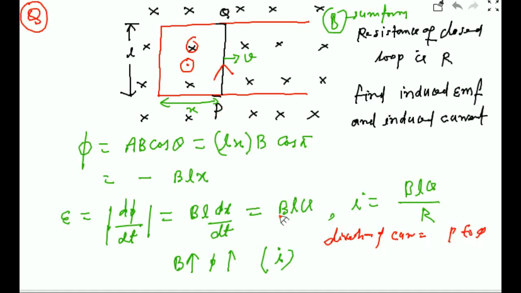You can also draw the equivalent circuit. Here you can make plus and this is the minus, and you can connect some external resistance. This is plus and minus, this is P and that is Q. So current will flow like this. Okay, thank you.